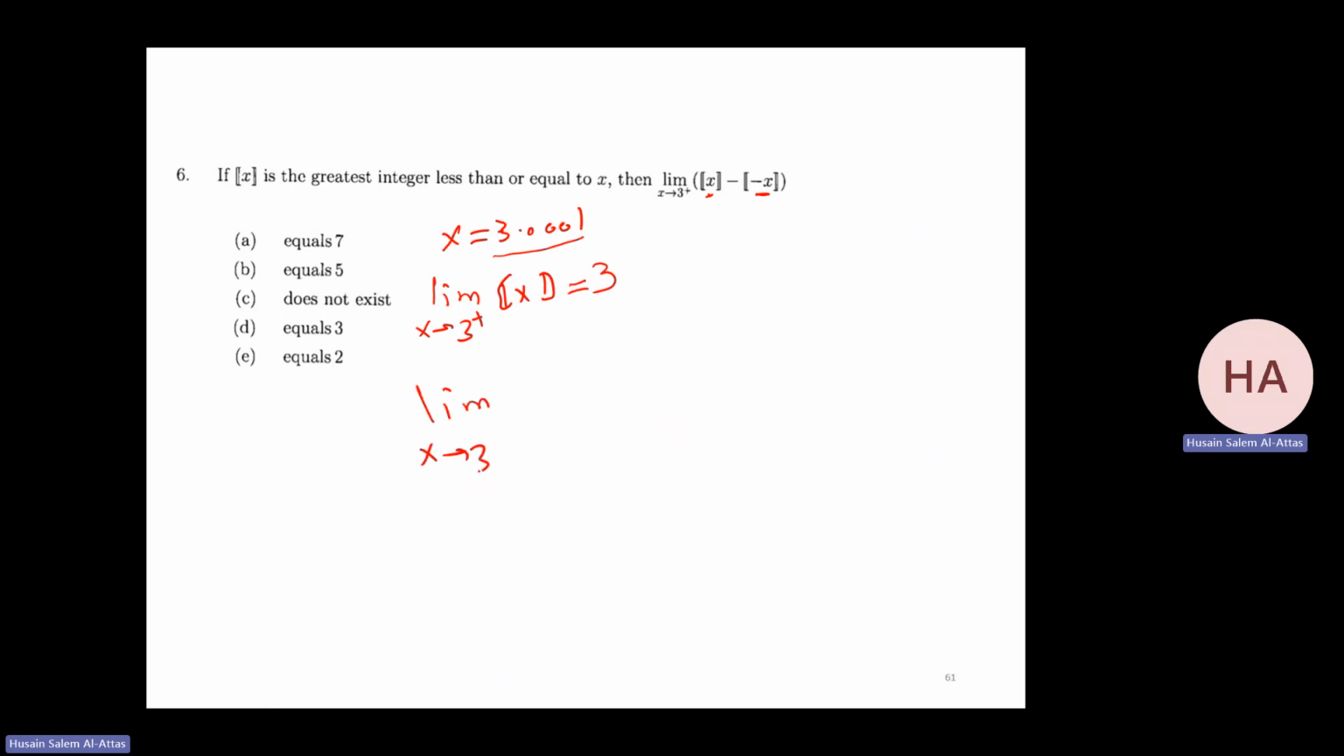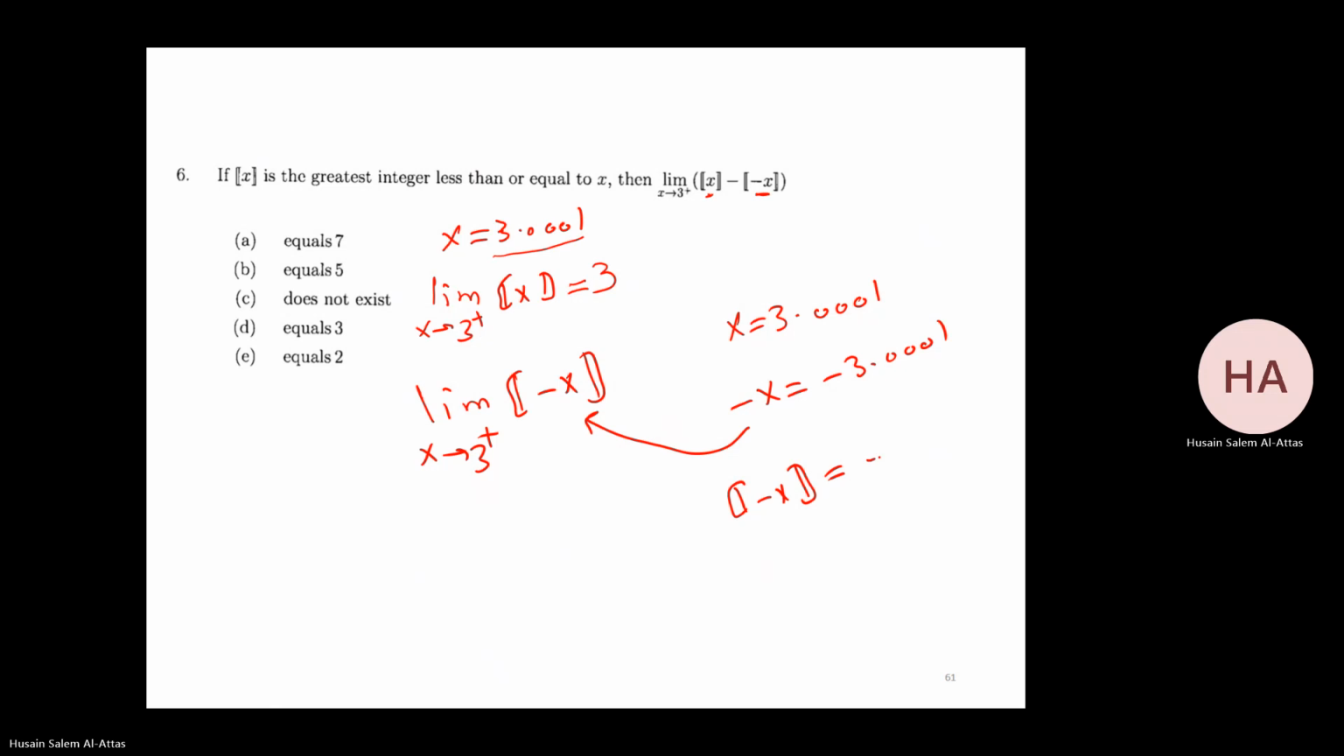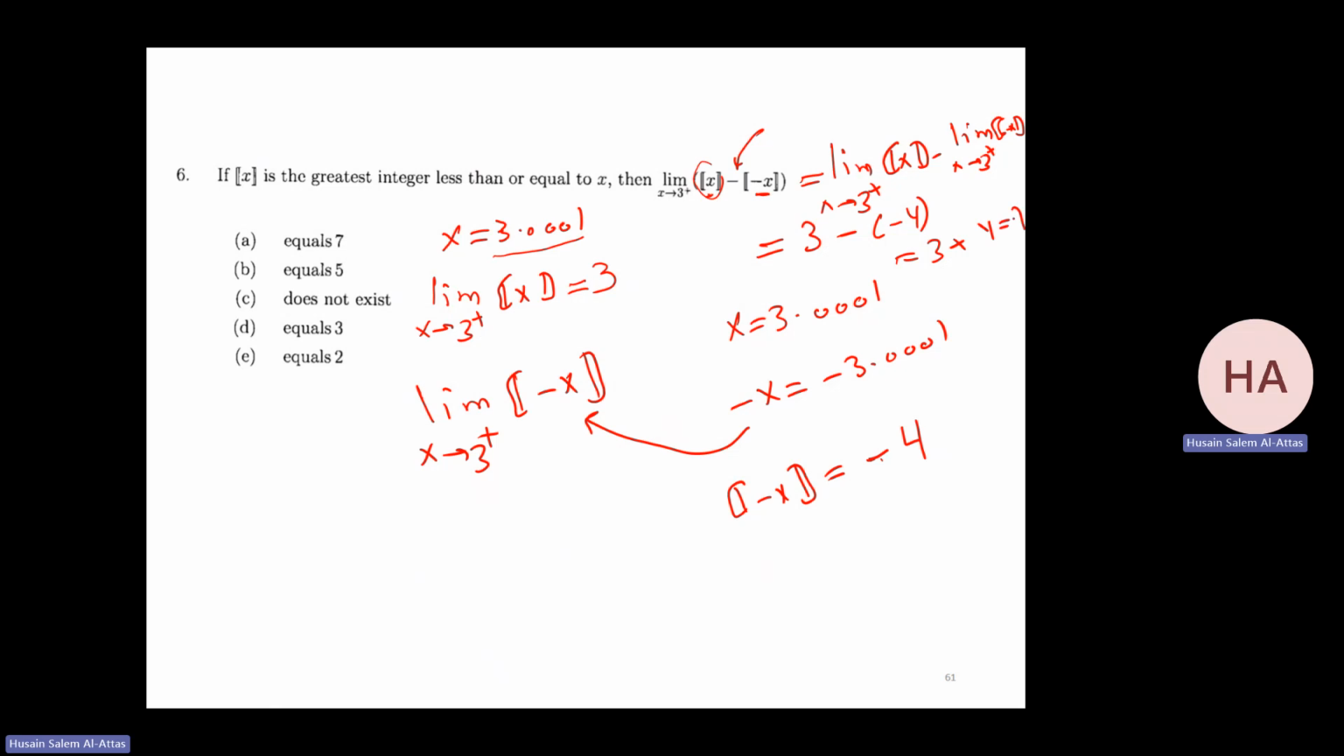Now the limit as x goes to 3 from the right of the greatest integer of minus x. Be careful here. If x is 3.001, because I'm doing it from the right, what will minus x be? It's minus 3.001. The greatest integer of minus 3.001 is minus 4. I can distribute the limit because both exist. From the right it is 3, and with the minus sign in the question, minus minus 4. That will be 3 plus 4, which is 7. That will be the answer.